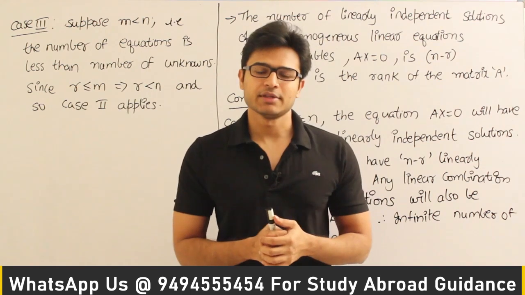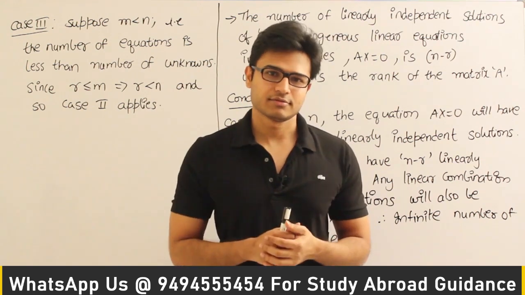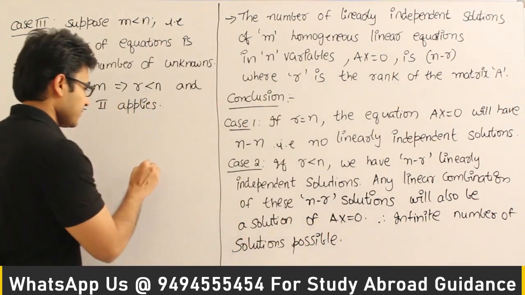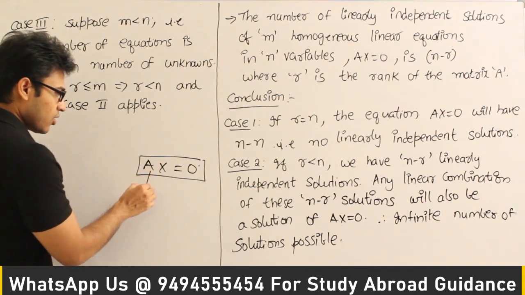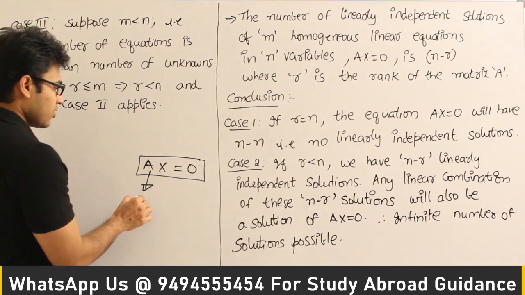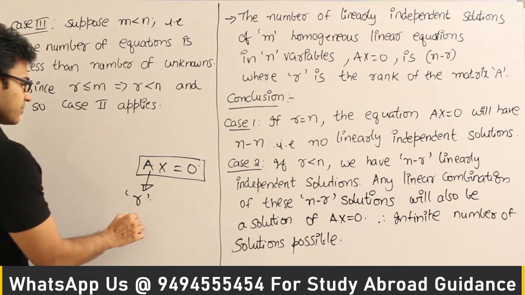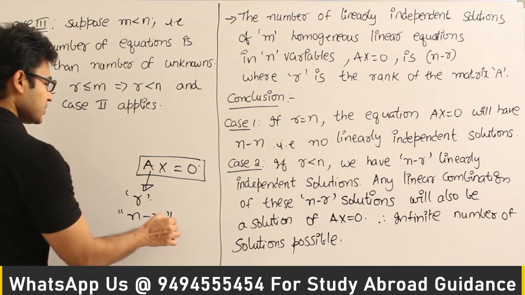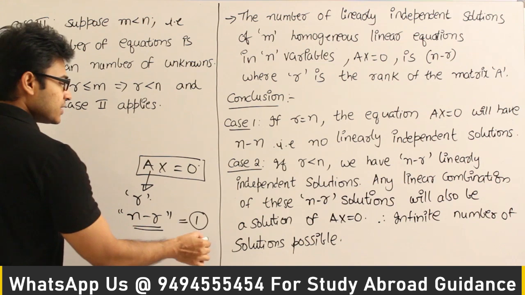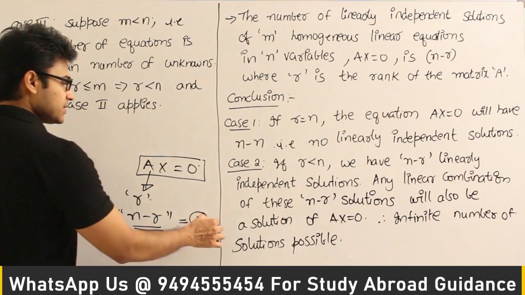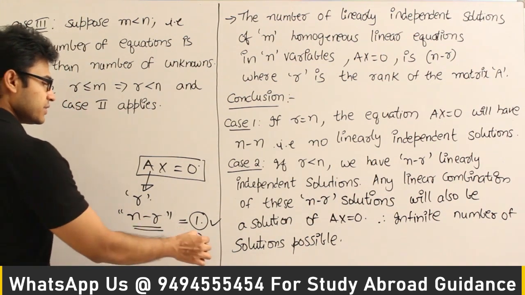So I'll just tell you what I mean. Let us say the number of linearly independent solutions you got is 1. For this equation AX equal to 0, you find the rank of the matrix A. Let us say the rank of the matrix A is found out to be r. Now you find out this number n minus r, where n is the number of variables and r is the rank, and let's say this you got as 1. Then what does it mean? The number of linearly independent solutions is 1. Let's say you got it as 2. What does it mean? The number of linearly independent solutions is 2.